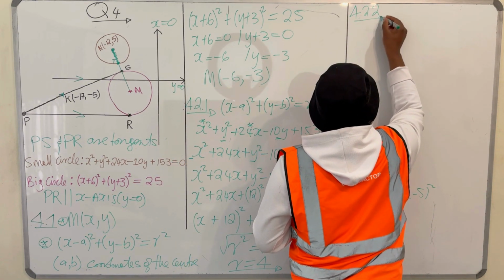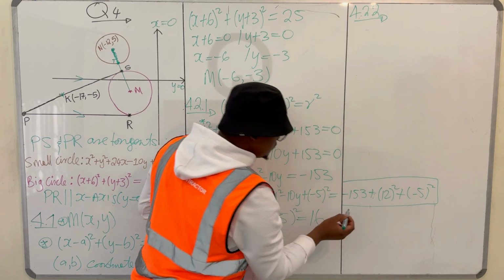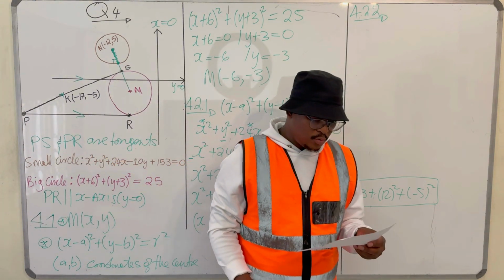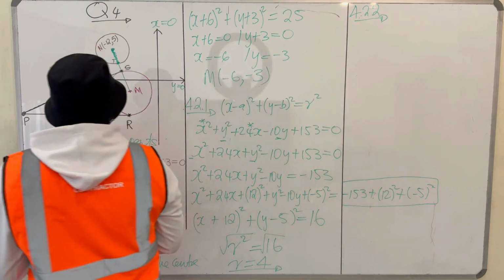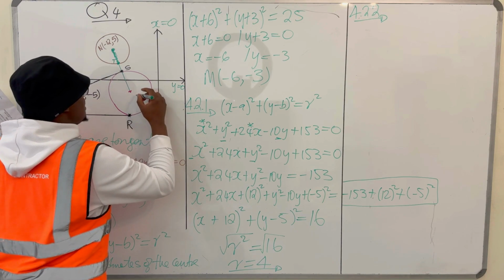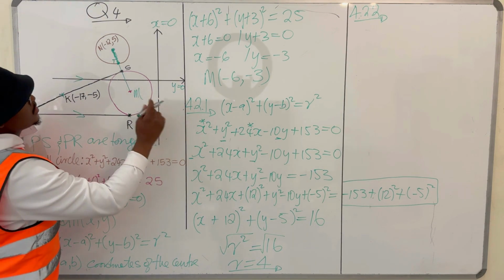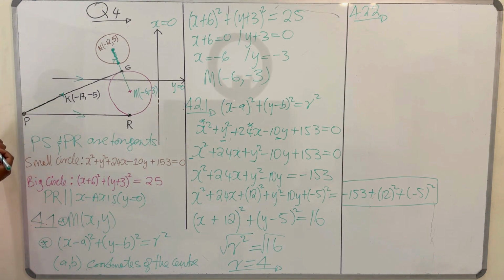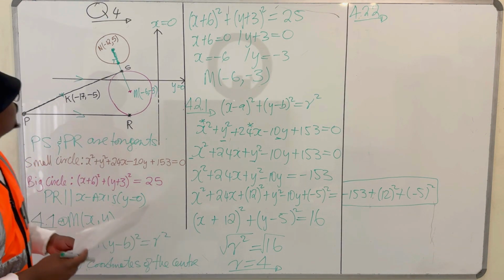4.2.2. So I think I might need to clean this. So what are they saying at 4.2.2? So maybe what I can do, I can say, okay, I have the coordinates of M, right? Here's M here. Coordinates of M, we said it was minus 6 and minus 3. These are the coordinates for M. Minus 6 and minus 3. And then we get that the radius is equal to 4 units.